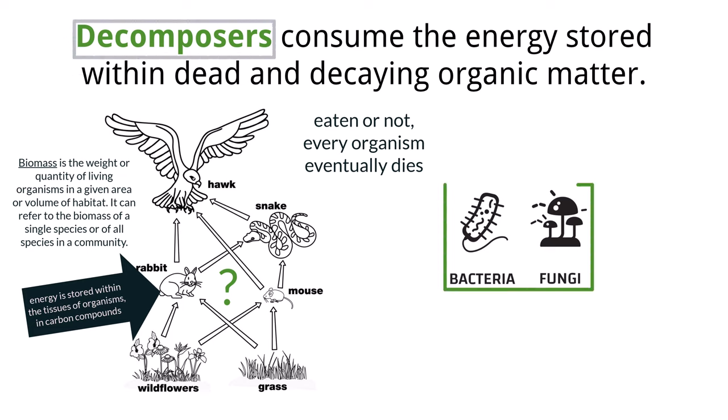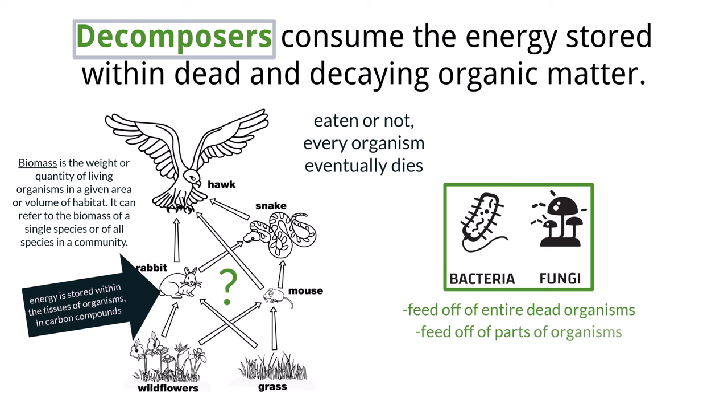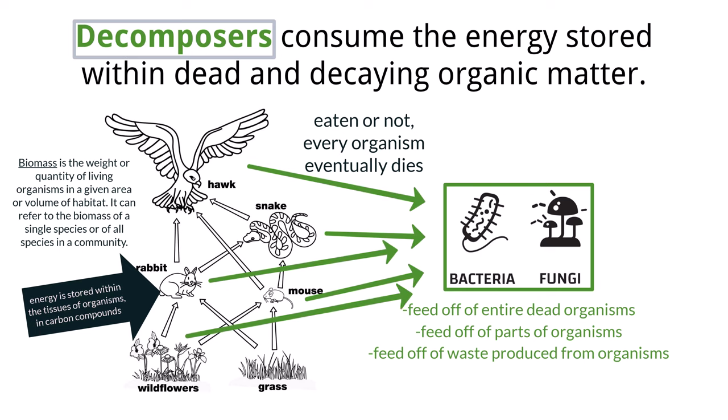Organisms like bacteria and fungi are decomposers that feed off of entire dead organisms, like a deer that dies in the woods, or parts of organisms, like when leaves fall off trees and die, or organic waste created from organisms, like a pile of feces from a bear that poops in the forest, because bears do poop in the woods, right? Because everything eventually dies and is broken down by decomposers, we can add decomposers to the ecosystem with arrows stemming from, well, everything. This is showing the relationship between decomposers and energy. We'll talk more about decomposers and their importance with matter later on in this section.